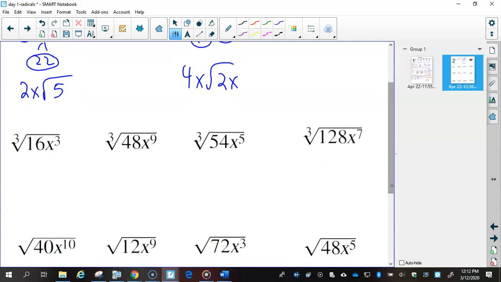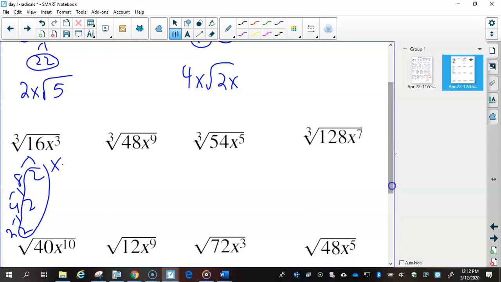Give me 2 factors of 16. 8 and 2, 4 and 2, and then 2 and 2. We have a group of 3. So that would be 1 group of 2 that comes out. Not the other 2. The other 2 would stay inside.